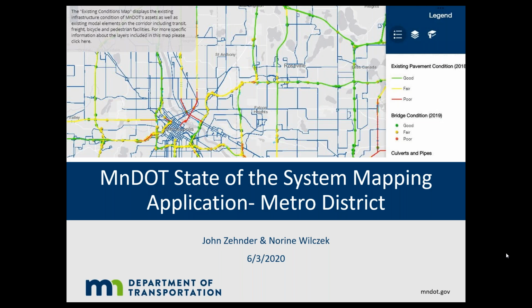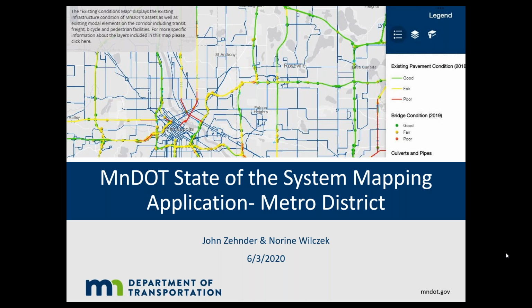The map we are going to discuss today really is intended to provide a snapshot perspective of our infrastructure and the investment infrastructure condition and investment needs for transportation corridors in areas within our transportation system. Specifically, this is the Metro District version. So that's the Minneapolis-St. Paul area in Minnesota. There is a group from MnDOT's statewide central office who's working on a version for Greater Minnesota in the following months.